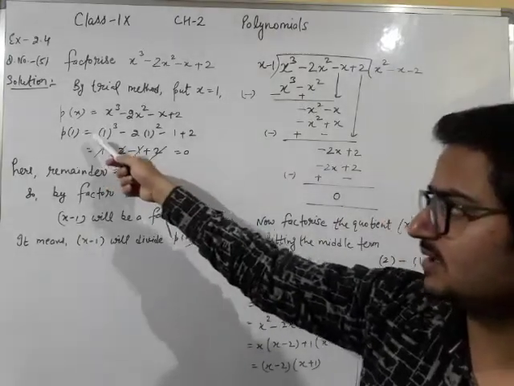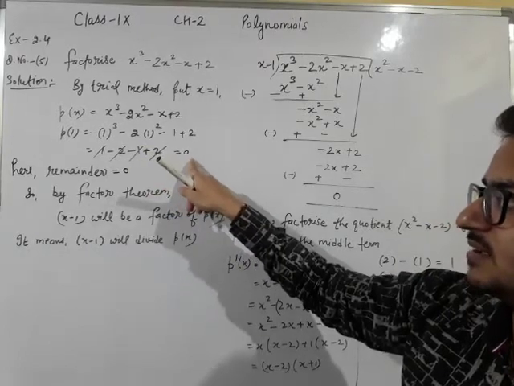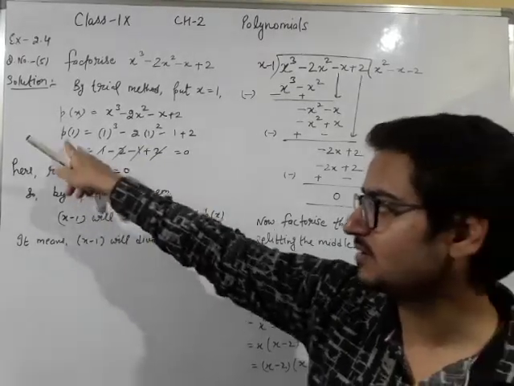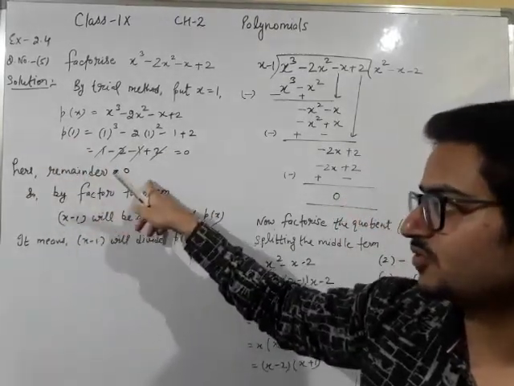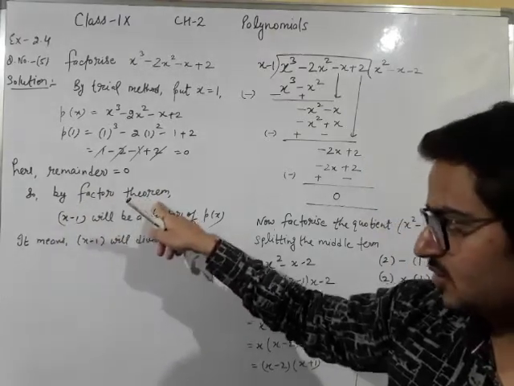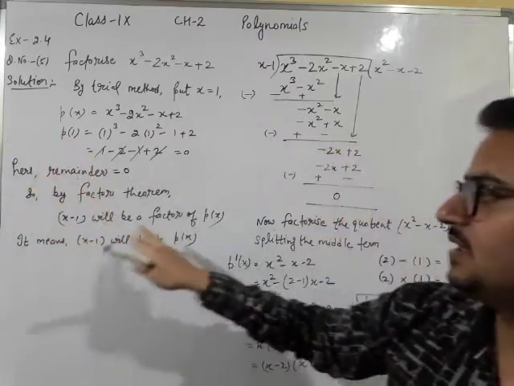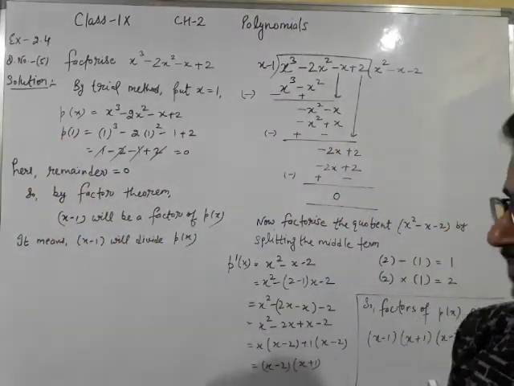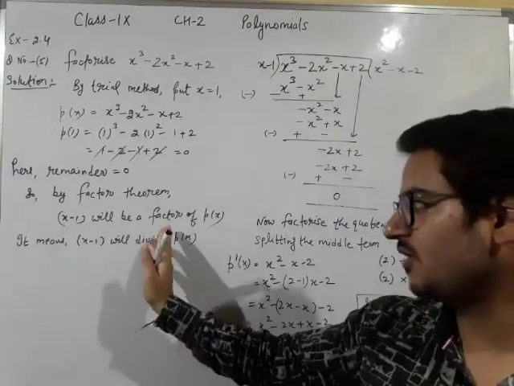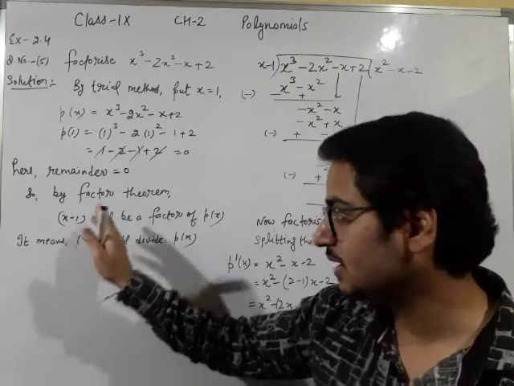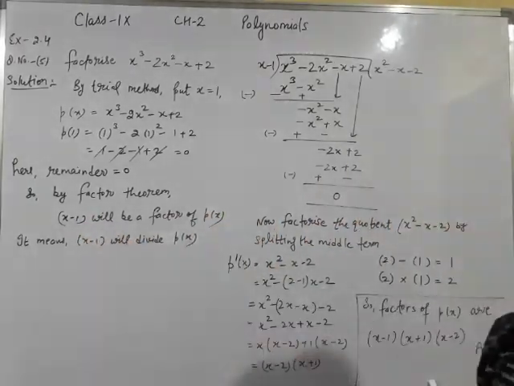After putting x is equal to 1 in the given polynomial and solving it, we get 0. Therefore P(1) is equal to 0 and P(1) is the remainder. Here the remainder is equal to 0. Therefore by the factor theorem, if the remainder is equal to 0 then x minus 1 will be a factor of the given polynomial. It means x minus 1 will divide p(x), because the meaning of a factor is that it divides the polynomial. Therefore x minus 1 will divide p(x).